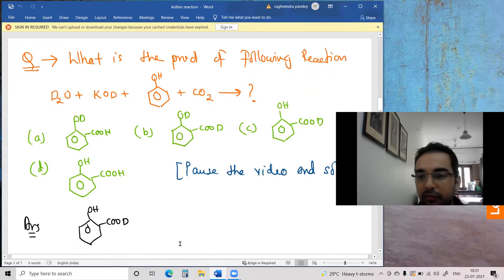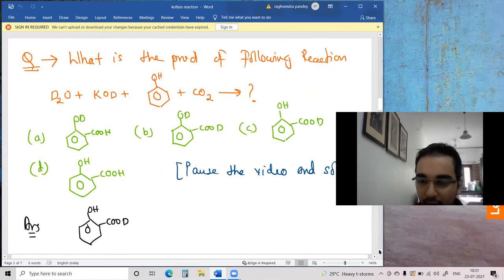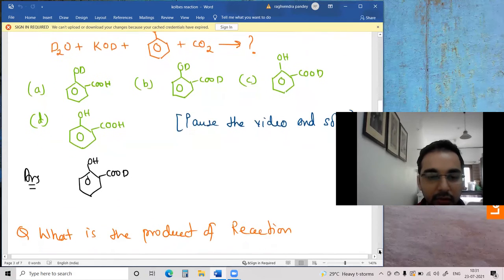Now, what about the deuterated KOH? The OH of the KOH doesn't participate. It just takes out the proton from the phenol, meaning the hydroxyl group of the phenol. So it forms water and that's it. It doesn't go and form the salicylic acid. There is no problem with the KOH. Now let's see another question.